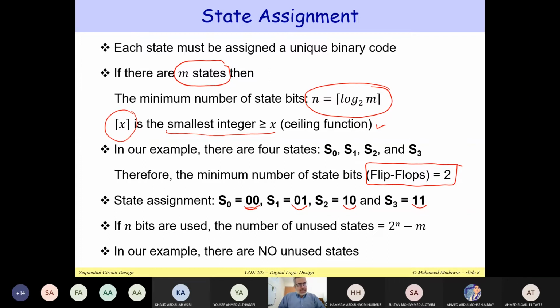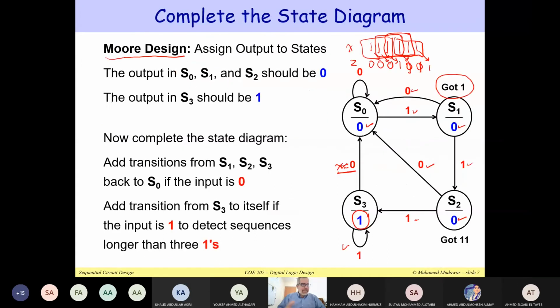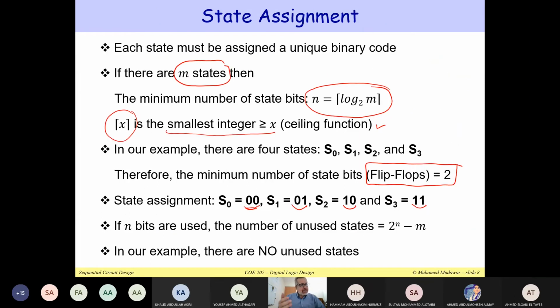Now, sometimes you might have 5 states. For example, you might actually have 5 states in the state diagram. In this example, we have only 4. But suppose we have 5 states. If we have 5 states, then how many flip-flops do you need? And what will be n, the number of state bits?